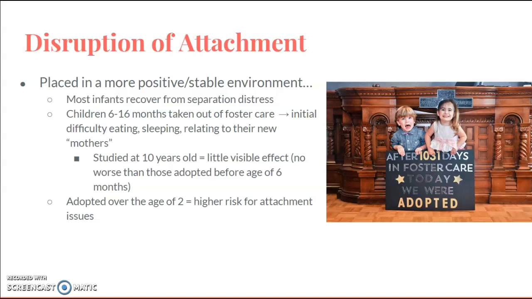But then in the study, when they came back 10 years later, or I guess you'd say 9 years later, they studied these children who were then adopted. Remember, they were adopted between 6 and 16 months old, and then they followed up 10 years later when they're 10 years old. There was little visible effect of that disruption of attachment, right? They were no worse than those young children who were adopted before the age of 6 months. Generally speaking, children adopted over the age of 2 are at a higher risk for attachment issues or attachment disorders.